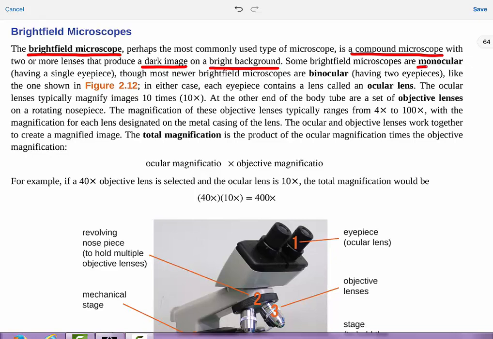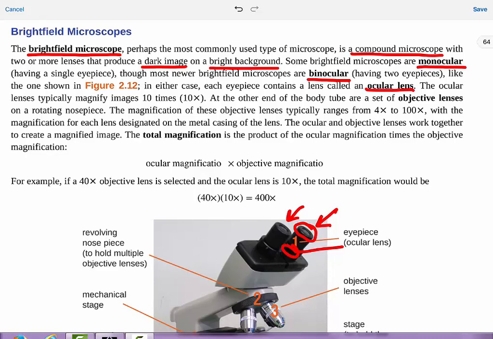Some bright field microscopes are monocular, which means that they have a single eyepiece. You can kind of see the image down here. This is the eyepiece. The ones in the SC4 classrooms at the moment, most of them, are monocular, but most newer bright field microscopes are binocular, having two eyepieces, as in this image here. In either case, the eyepiece contains a lens called an ocular lens.